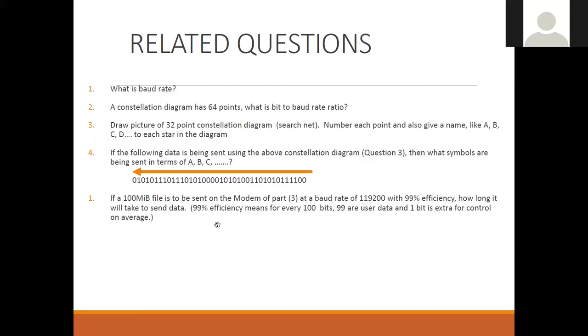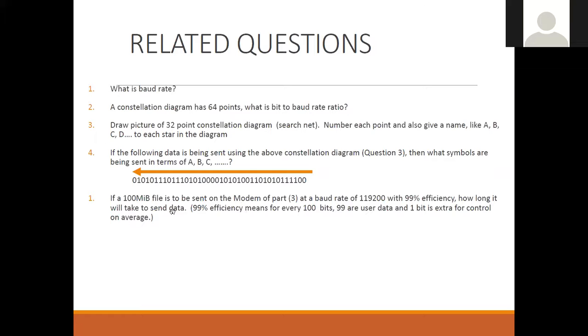And that is another signal. This is where you can compare RS-232 with synchronous communication, where we have a 100 megabyte file to be sent at a baud rate of 115200 with 99% efficiency. How long will it take to send the data? The bit to baud rate ratio is not given in this question, so you can assume it as 8. The baud to bit rate ratio is 8. So calculate this. This is the kind of question you can see in the next quiz or something.